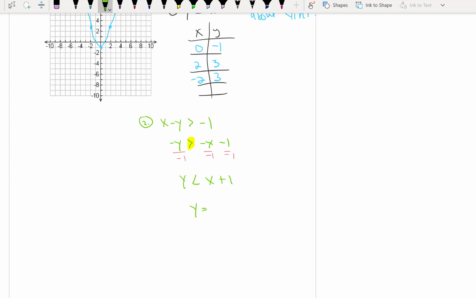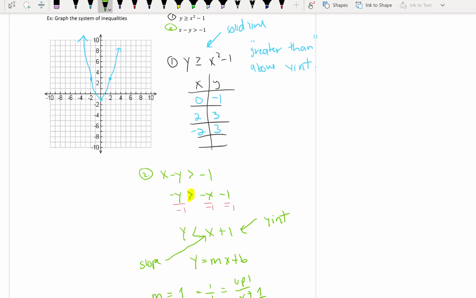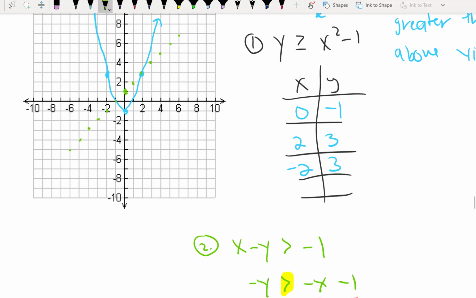So remember, this is just like y equals mx plus b, where this is your y-intercept, and this is your slope. Your slope happens to be 1, which means up 1, right 1. So your y-intercept is a positive 1, and your slope tells you to go up 1 over 1. And because of the way this is facing, this is going to be a dashed line.